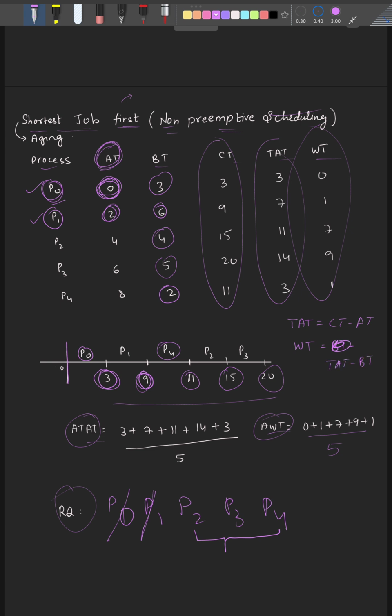And one more thing: this concept faces a problem of aging. That is, when the short burst time processes are completing, the long processes have to wait for a longer period of time, and that is called aging.